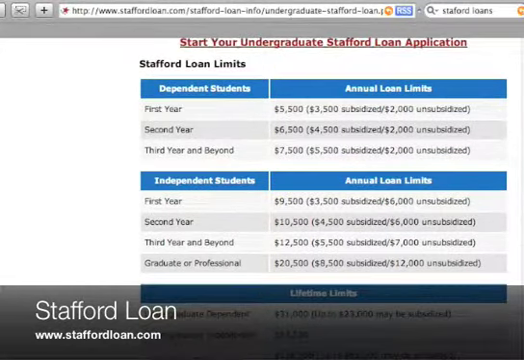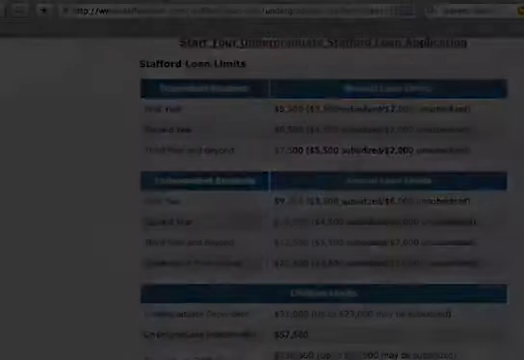An independent undergraduate student, or dependent student whose parent was denied a PLUS loan, may borrow a combined subsidized and unsubsidized Stafford loan to the amount of about $6,000 for freshmen, a little over $7,500 for sophomores, and $10,500 for juniors and seniors.